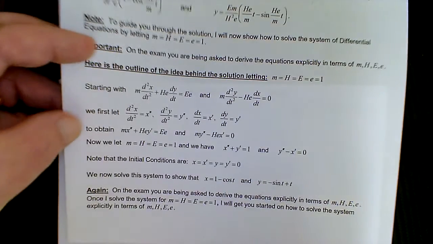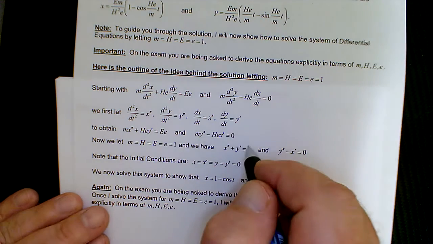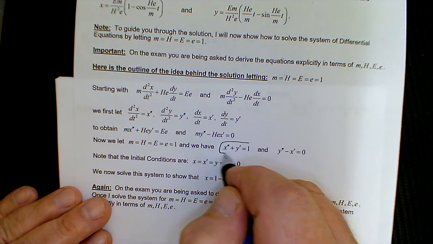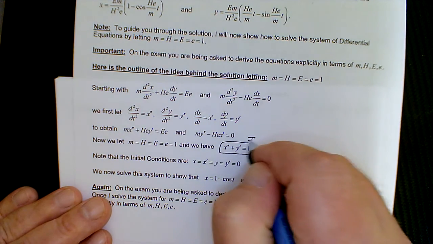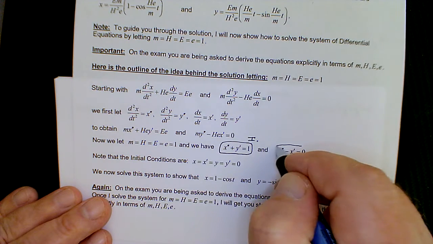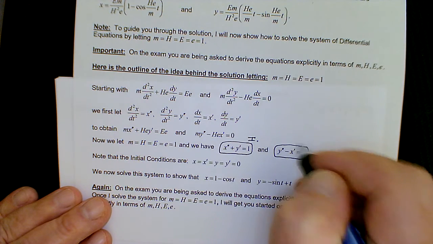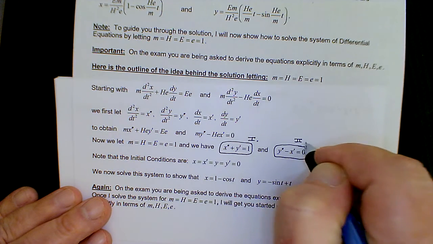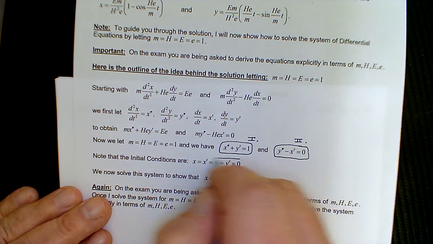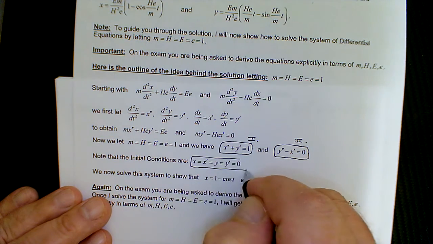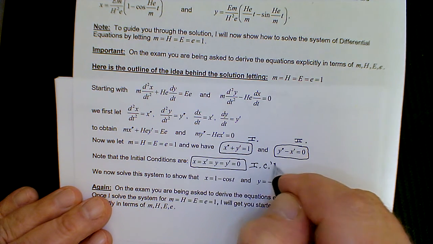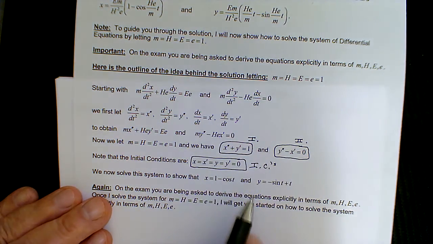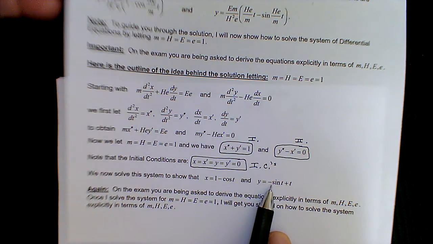I'm going to solve these equations by letting everything equal 1 in the steps to the solution. So these are the two general equations. You could label this one as number 1, and this one is number 2. And then also note the initial conditions. We're going to prove that these equations with the initial conditions lead us to the path of a cycloid, like we talked about.